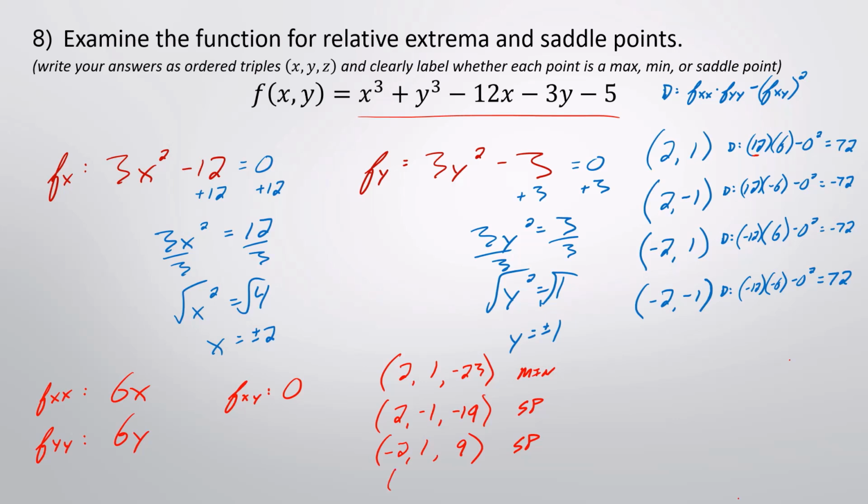And then the very last point, we've got negative 2, negative 1, and its z is positive 13. When I plugged into that, I got positive D, but this time it was a negative fxx. That actually means it would be a max if I do my reference to that sheet.